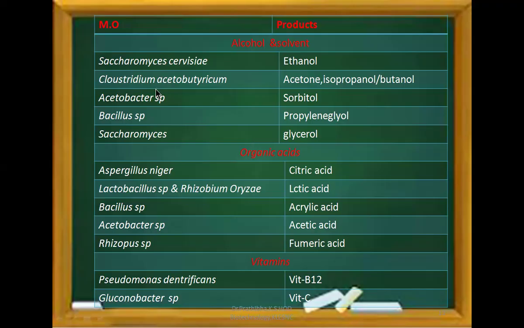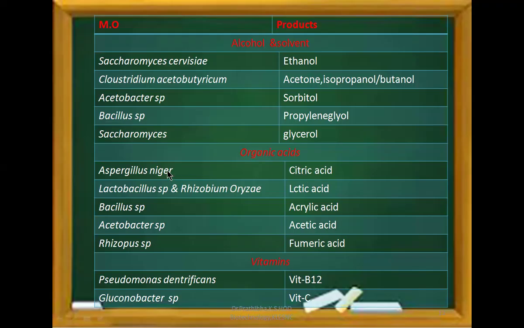Then Acetobacter species, sorbitol solvent. Bacillus species, we can obtain the solvent propylene glycol. The Saccharomyces, again a different strain of the yeast, we can obtain glycerol. So all this comes under alcohol and solvent. The next one is organic acid. So these are the different varieties of the organic acid which are obtained by using these organisms.